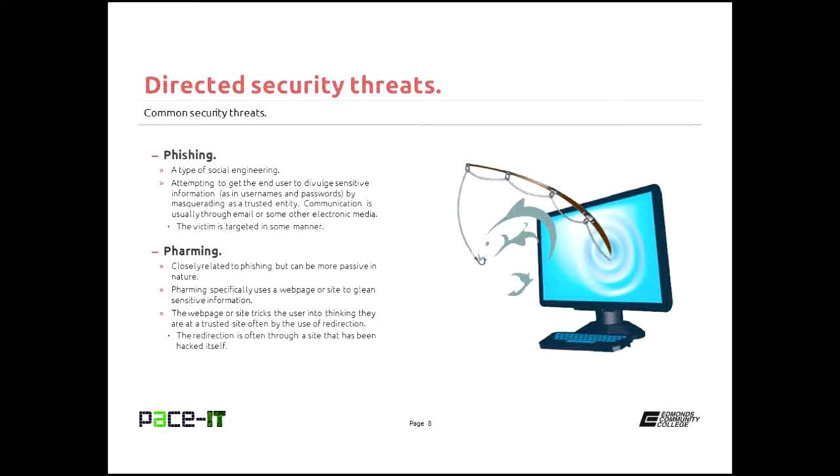Closely related to phishing, we have farming. Farming specifically uses a web page or site to glean sensitive information. What they try to do is trick you into clicking onto their site. And it may look like a Bank of America or a Wells Fargo or even PayPal or something like that. It can look really similar. And what they're looking for you to do is to provide your credentials so that they can steal them. A lot of the time, you're actually being redirected to farming sites from legitimate sites. The legitimate site has been hacked, and they've dropped a link to the farming site on the legitimate site. Sometimes Google catches that. Sometimes Google doesn't. You just need to be aware that it's there and never give out your personal information unless you are 100% certain that it's legitimate.